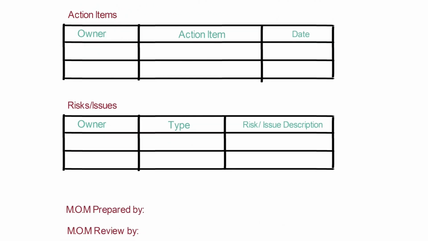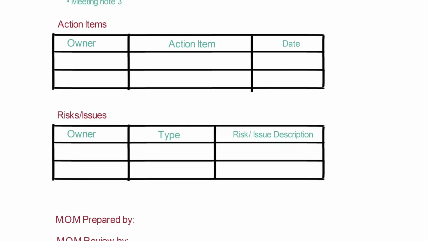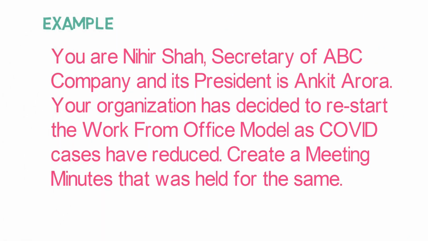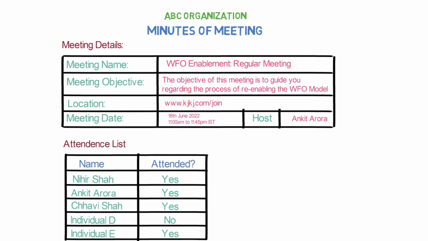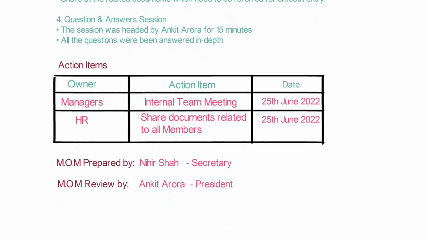Number 6, write the action items, action owner and deadline to finish the task. And also you can add a risk segment. Number 7, finally write the name of the person who created the meeting minutes and the reviewer who reviewed it. Finally, we looked into the example for the same. So that's all about minutes of meeting in this video.